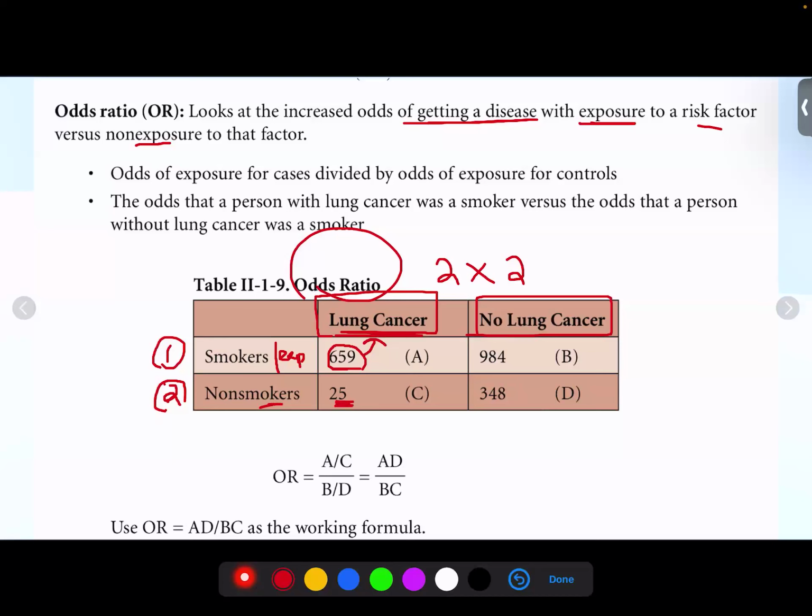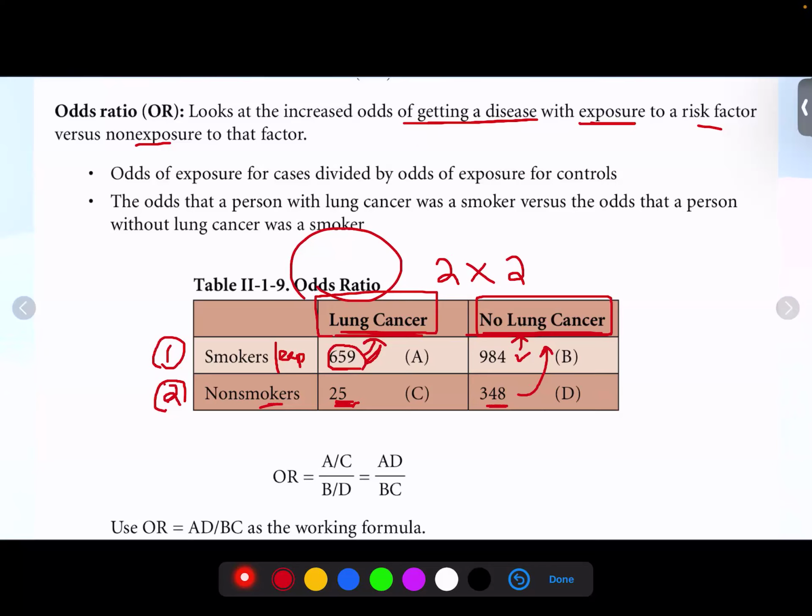Only 25. If you see the table, it means that smoking is a risk factor, because smokers get more lung cancer than non-smokers. Okay, and in the no lung cancer column, 984 individuals are smokers but they do not get lung cancer. And out of these, 348 non-smokers do not have lung cancer. So this is just a table of exposure with the controls.